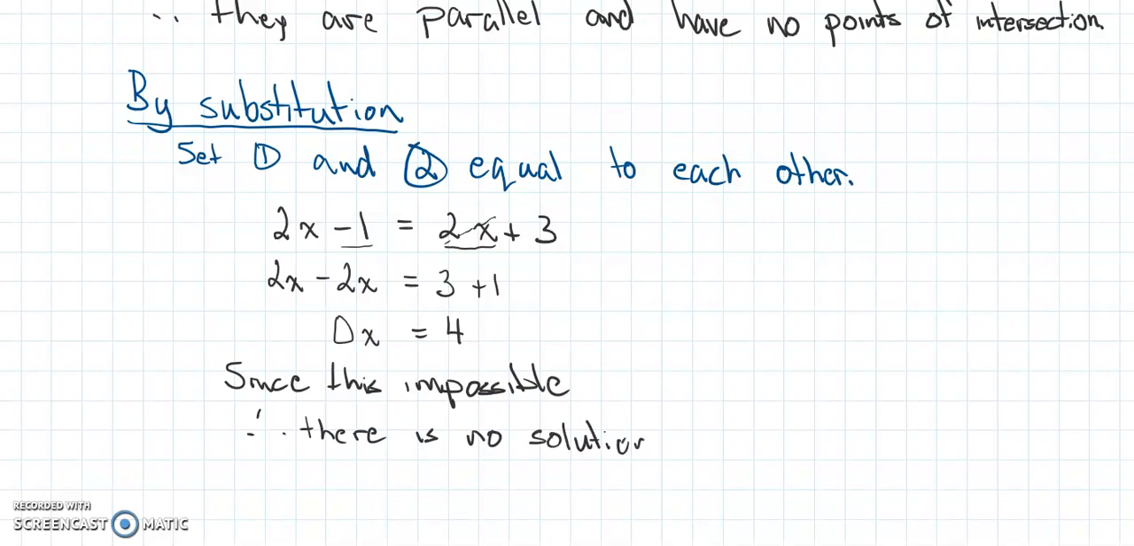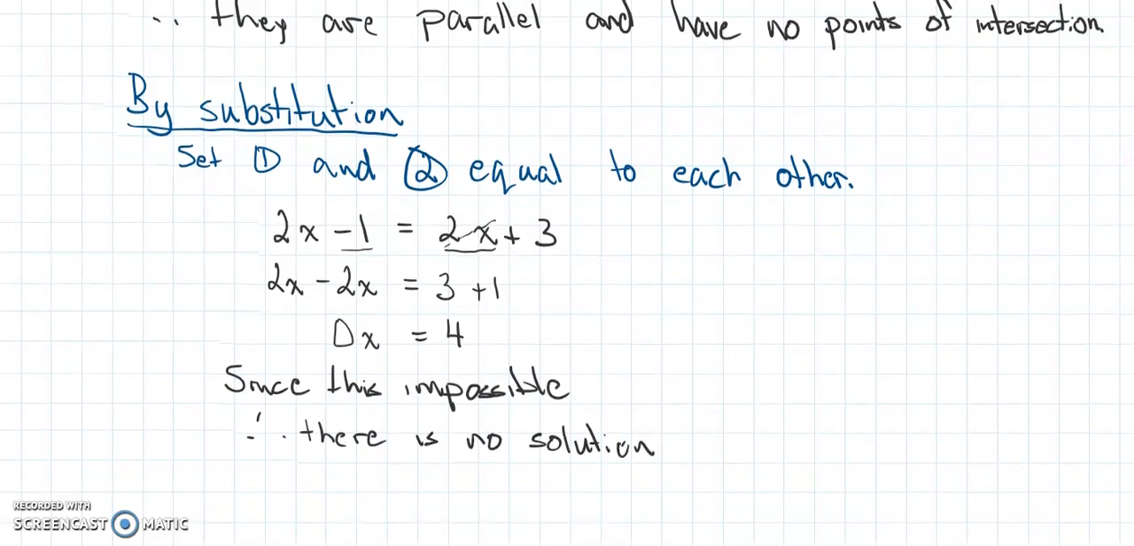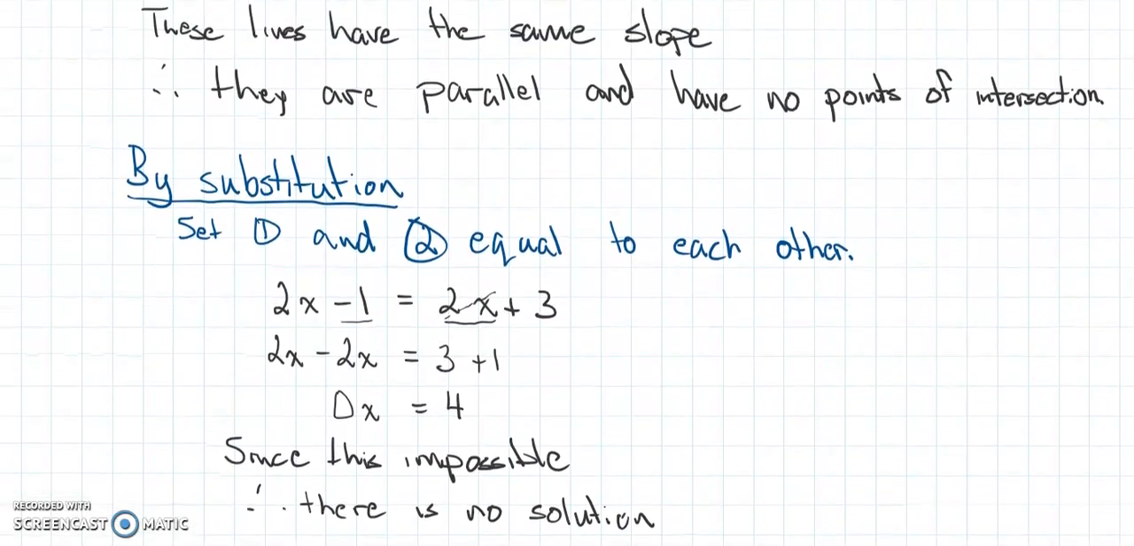And that's what will always happen. If you have a set of parallel lines and you try to do substitution, you always end up with a statement where 0 is equal to something that's not 0, an impossible or false statement, which means that there is no solution. So that's what happens when you try to do it by substitution.